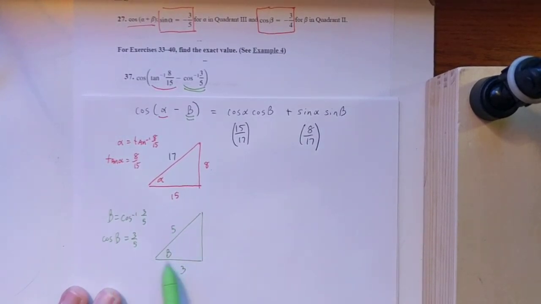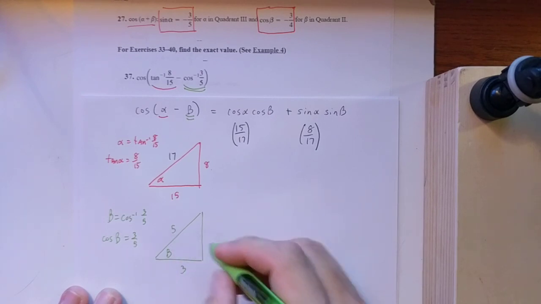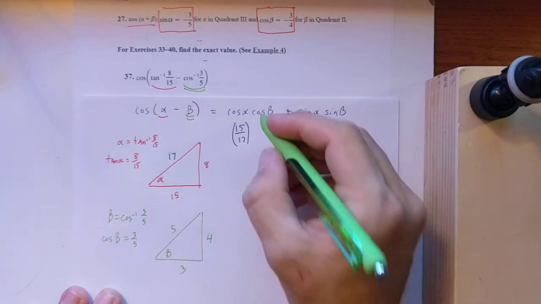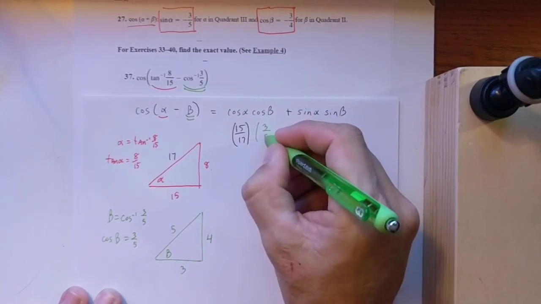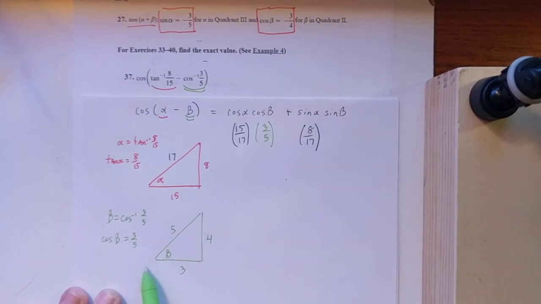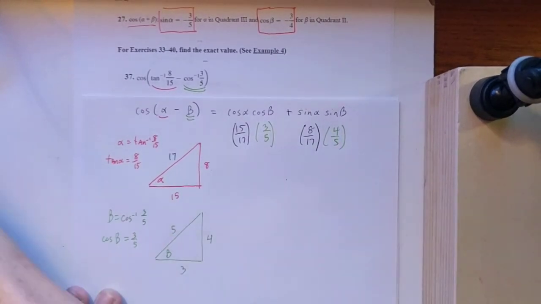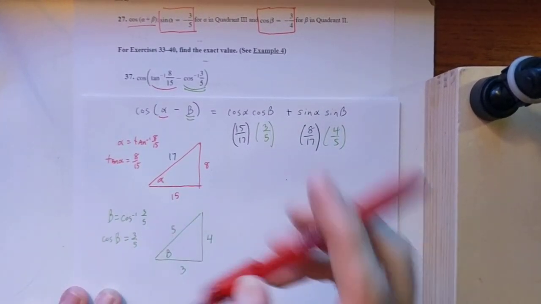Remember, again, cosine is adjacent over hypotenuse, right? And again, do the a squared plus b squared, so you could call that b, equals c squared. This is going to turn out to be 4 if you do the Pythagorean theorem. So what does that mean? Well, the cosine of beta is definitely 3/5. And what's the sine? It's opposite over hypotenuse, so that would be 4/5. Okay, and now all we have to do is add all this together, right?